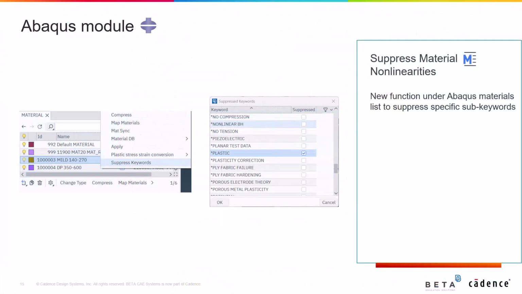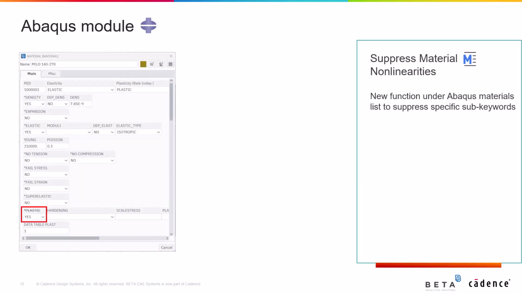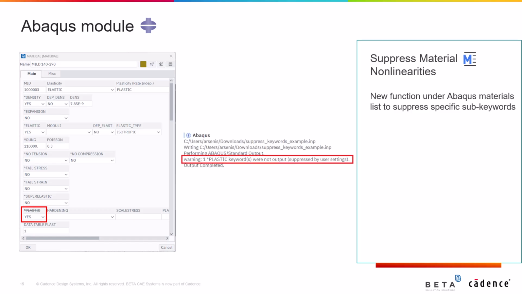Moving on, a new function under Abaqus Materials List to suppress specific subkeywords is now introduced. The suppressed keywords appear with a strikeout on their labels within the Material Card. During output, a relative message is also printed in the ANSA info window about the suppressed keywords.